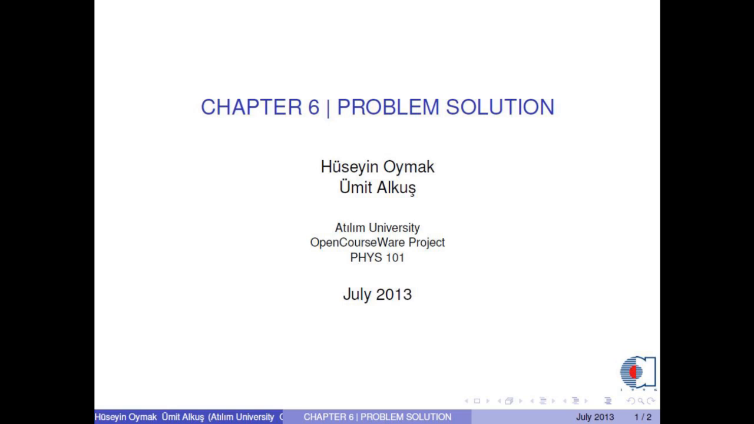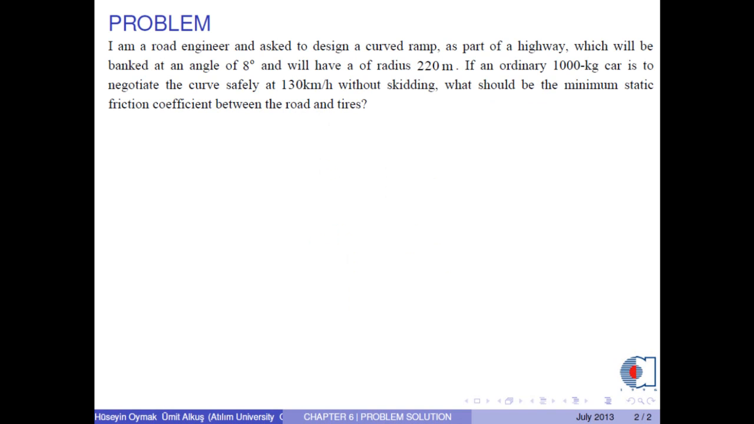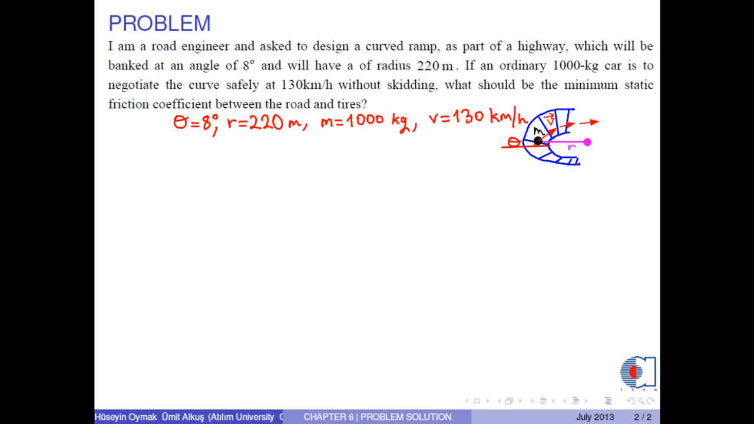In this video, we will solve one problem in chapter 6. I am a road engineer and asked to design a curved ramp as part of a highway, which will be banked at an angle of 8 degrees and will have a radius of 220 meters. If an ordinary 1000 kilogram car is to negotiate the curve safely at 130 kilometers per hour without skidding, what should be the minimum static friction coefficient between the road and tires?